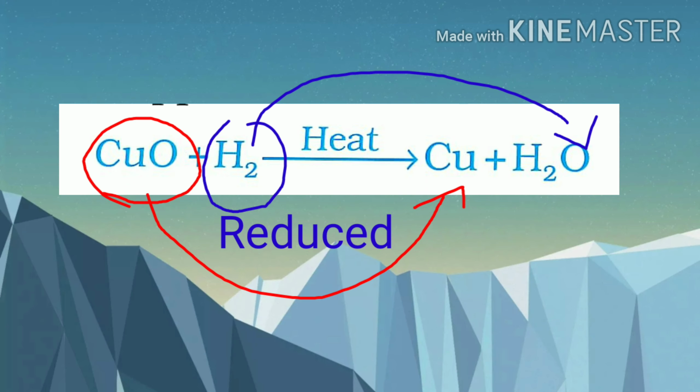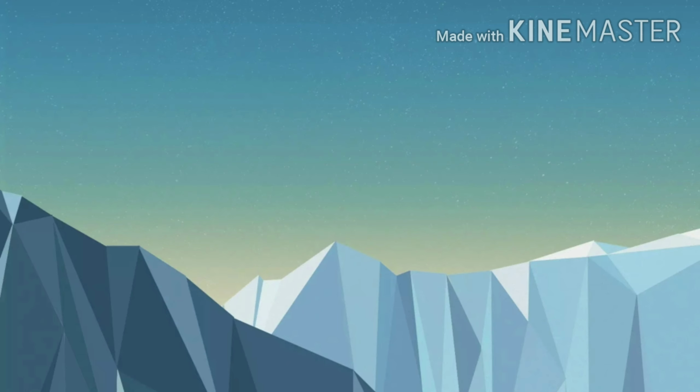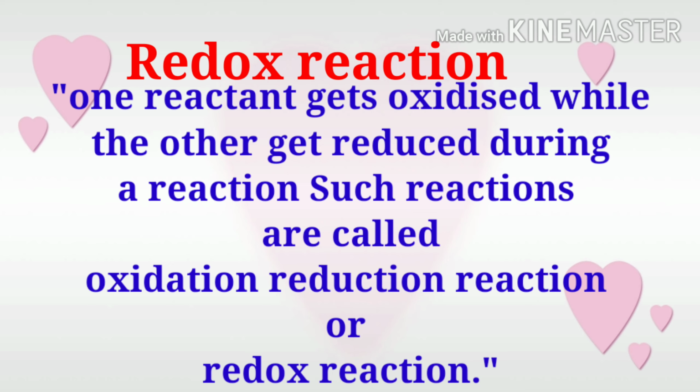the hydrogen is going to gain oxygen and is being oxidized. In this reaction, both oxidation and reduction occur in a single reaction. Such reactions are called redox reactions. The definition of a redox reaction is, one reactant gets oxidized while the other gets reduced during a reaction. Such reactions are called oxidation reduction reactions or redox reactions.